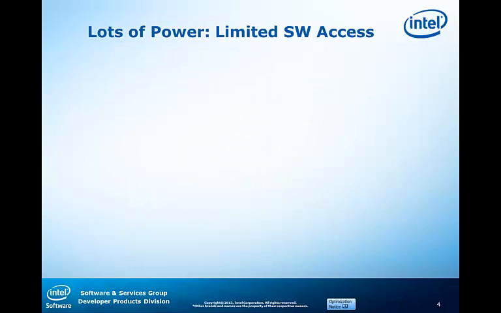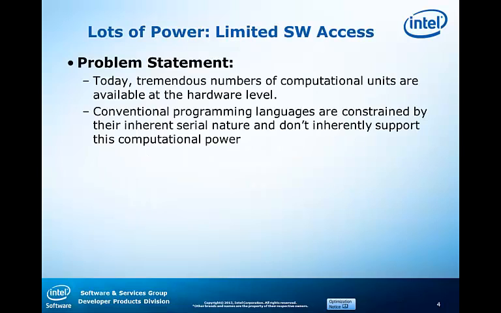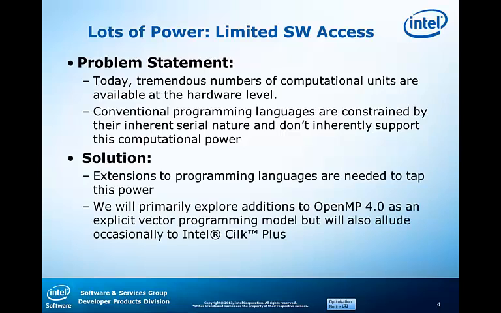I'd like to begin this discussion with a problem statement. The multiplicative effect of large vector widths coupled with the large number of processing cores means tremendous numbers of computational units are available at a hardware level to compute with. But programming languages are limited by their inherent serial nature from putting much of this computational power to good use. So, lots of computational power is available by the hardware, but we have until now had limited software access to it. The solution: extensions to conventional programming languages are needed to tap this power.